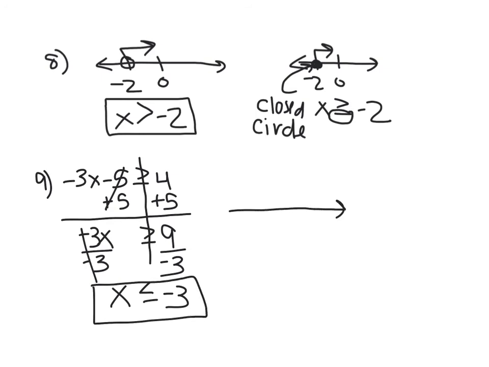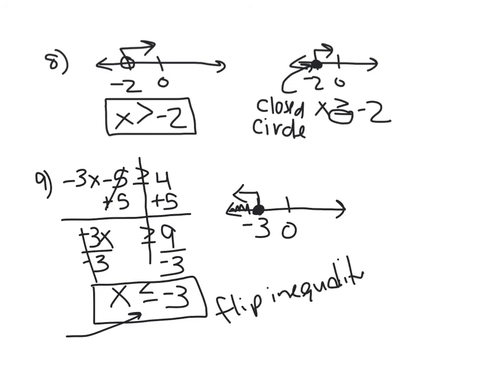All right, so if we're going to graph it, I have 0, I have negative 3, right? Less than or equal to means it's a closed circle at negative 3, and we're shading over to the left, because it's less than negative 3. So it's going to be all the stuff over here on that side of negative 3. So remember, we flip the inequality when we multiply or divide by a negative number.